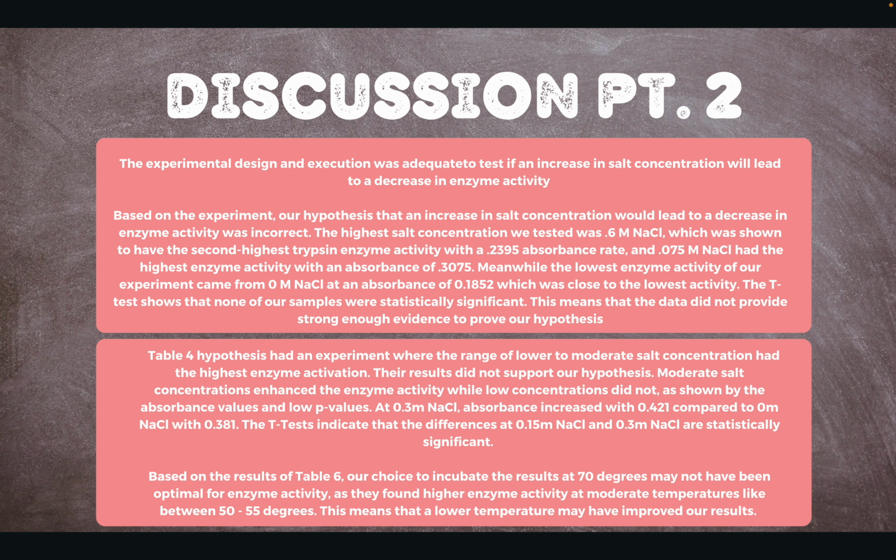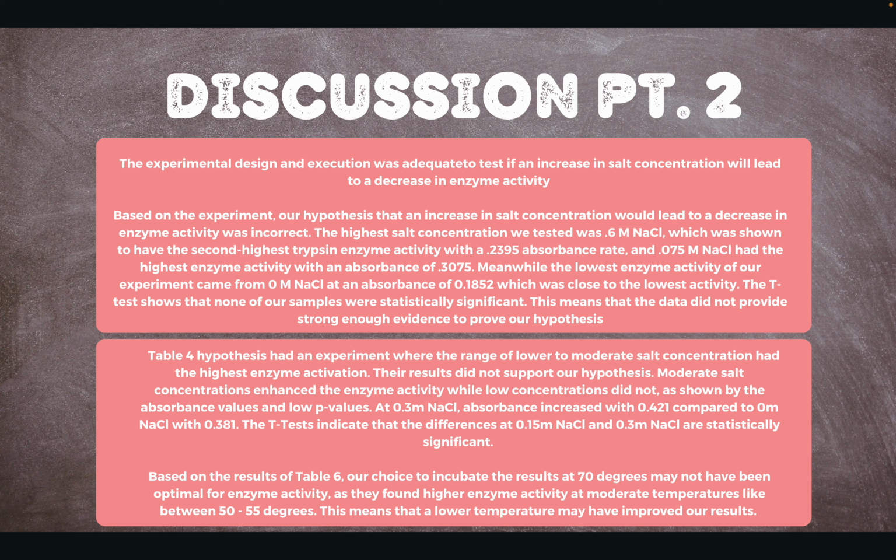Moderate salt concentration enhanced enzyme activity while low concentration did not, as shown by the absorbance values and low p-values. At 0.3 moles, absorbance increased with 0.421 compared to 0 moles with 0.381, and their t-test indicated that the differences at 0.15 moles and 0.3 moles were statistically significant.